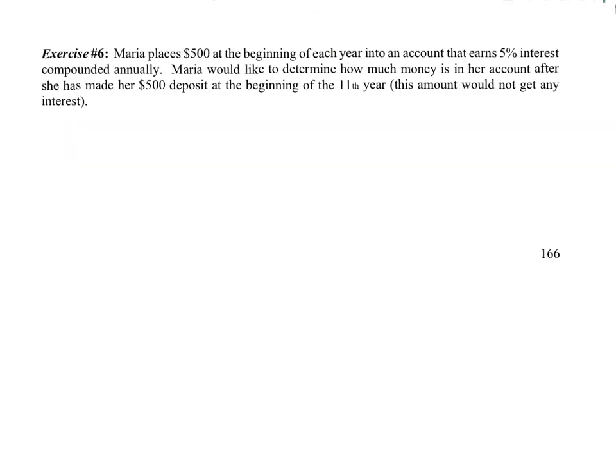Exercise 6 says Maria places $500 at the beginning of each year into an account that earns 5% interest compounded annually.